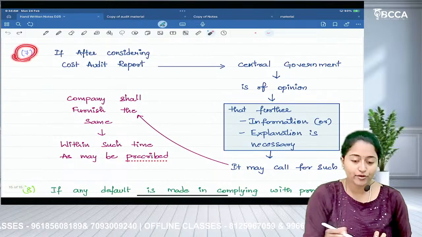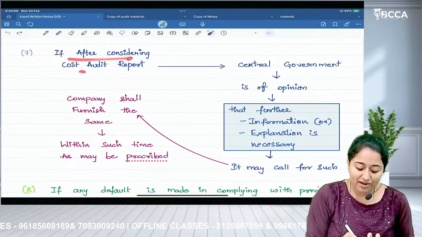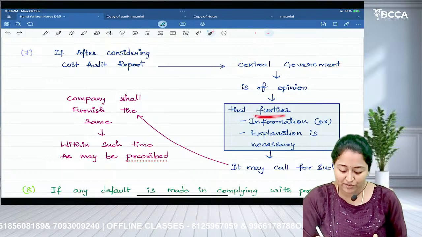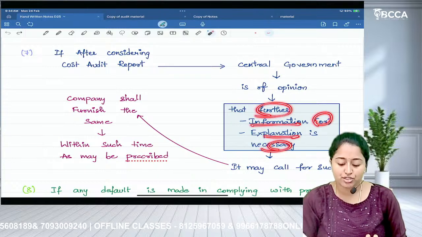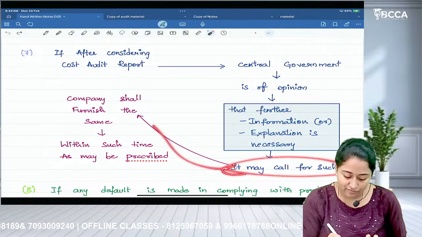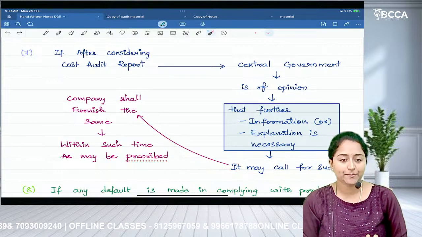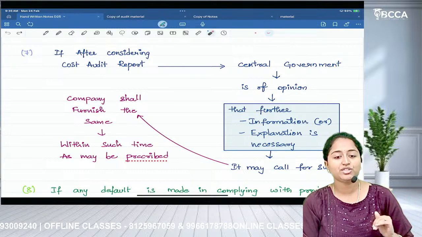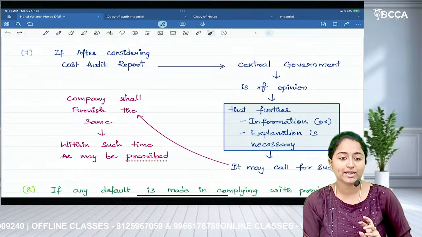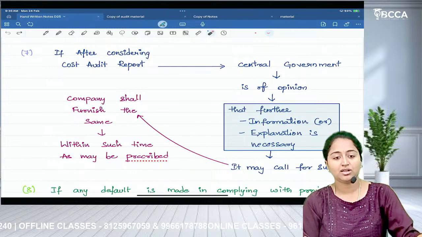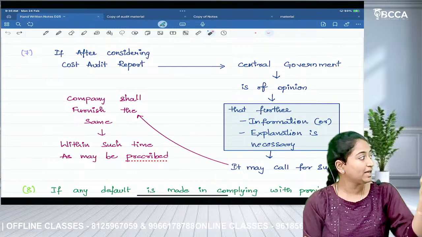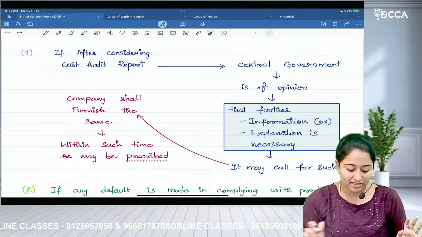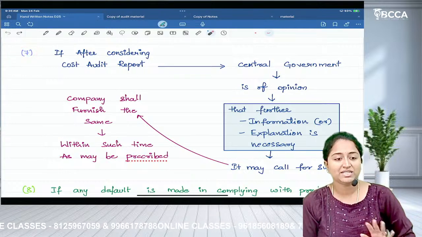Next, section 148 subsection 7. If, after considering the cost audit report, the central government is of the opinion that further information or explanation is necessary, then it may call upon the company to furnish the same within such time as may be prescribed. So, if the central government wants any additional information or additional statements, then they can ask the company for those statements and information, and the company has to furnish them within the prescribed time as may be told by the central government. That is given under section 148 subsection 7.